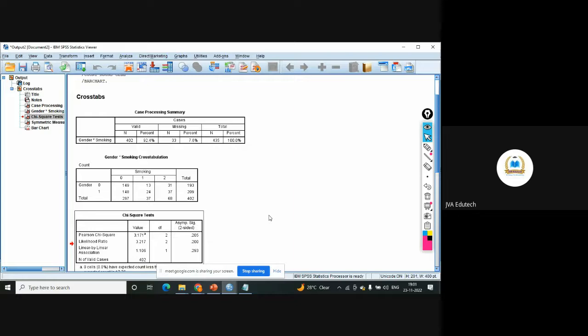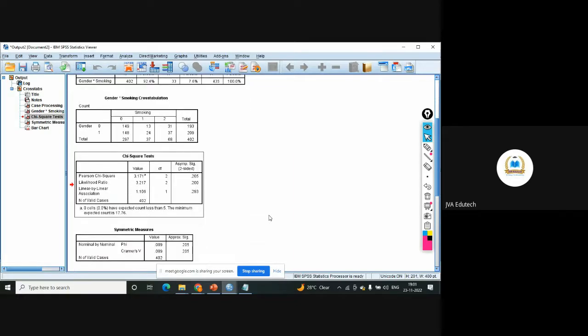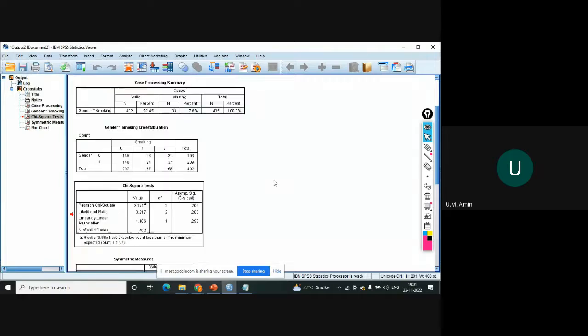Just a little clarification. You said the precondition for the chi-square test of association is that both the variables need to be categorical, and the cell count is minimum 5. What is cell count?